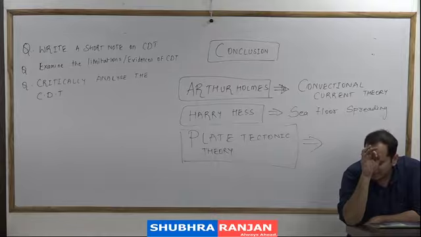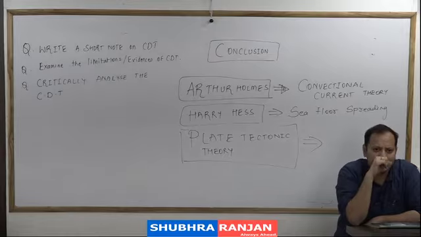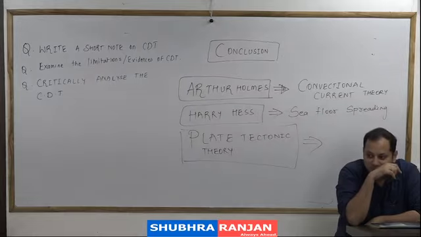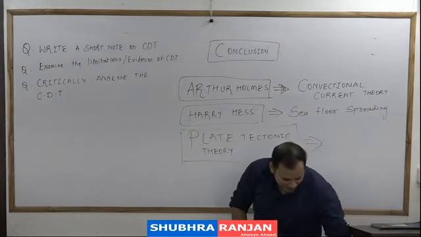So if it is question number 1, tell me the structure of this question. What will you write? Write a short note on the continental drift theory. What is continental drift theory and by whom? What are its basic assumptions and evidences? So you will write all of this.